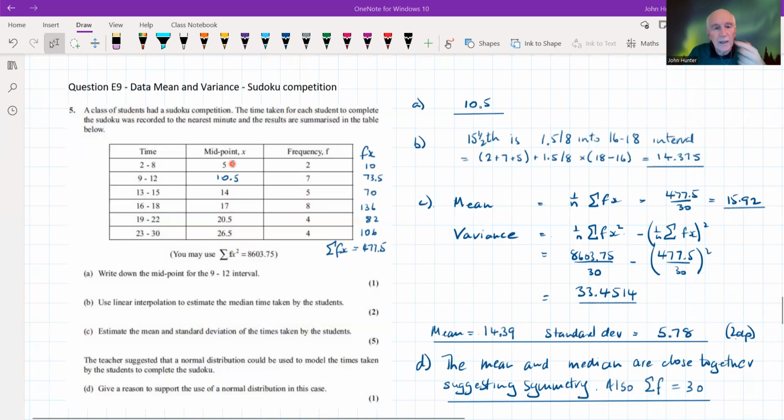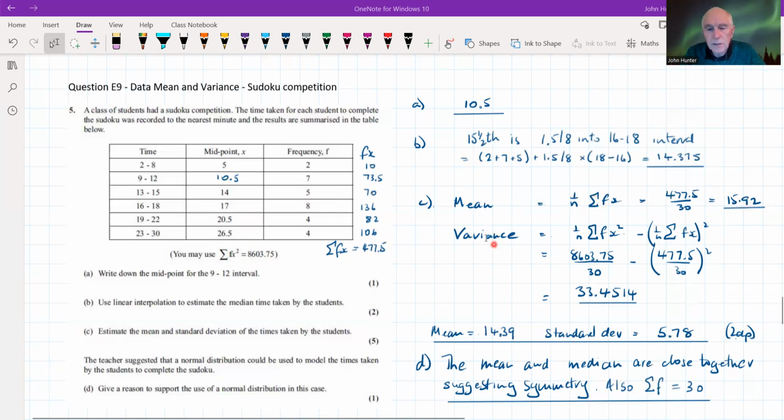But again, we're assuming it's the midpoint that we've got, so we're multiplying each of the midpoints by the frequency, and that's giving us the sum of all the frequencies times the values x squared, where we're using the midpoint for them all. Okay, so that gives us a mean. To take the mean, we basically want to divide by the count. So we take the total number and divide by the count. That gives us a mean of 15.92.